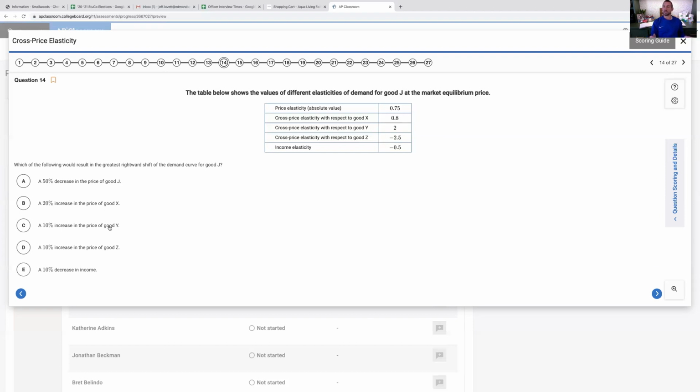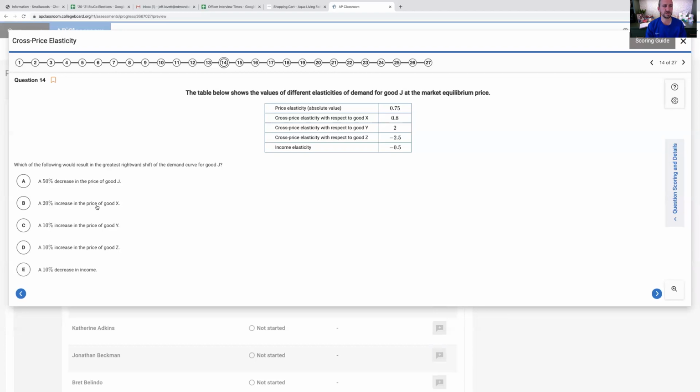So the question is asking which results in the greatest shift to the right of good J. And here's where you got to do a little bit of math, okay? So first, if you look at good X, if you have a coefficient of 0.8, it means that when there is a 20% change in the price, in order to get the coefficient of 0.8, there must be a 16% change in the quantity demanded. So there's a 16% change of good J when there's a 20% change in the price of good X.